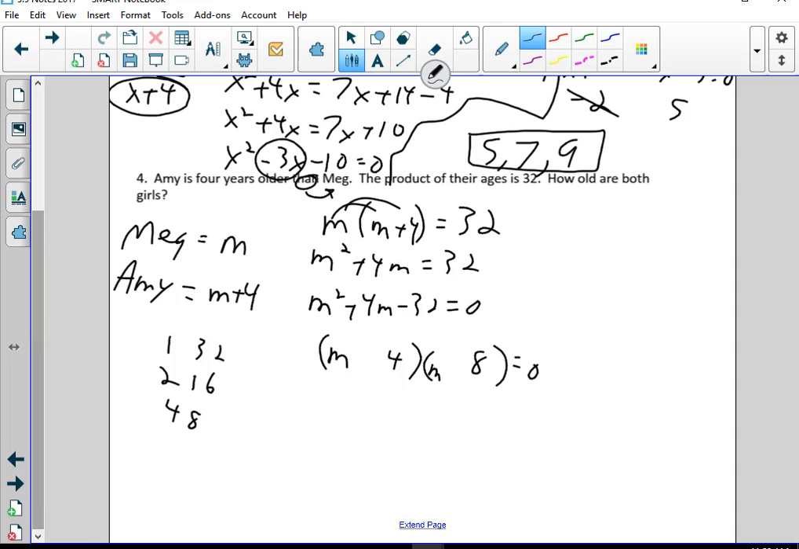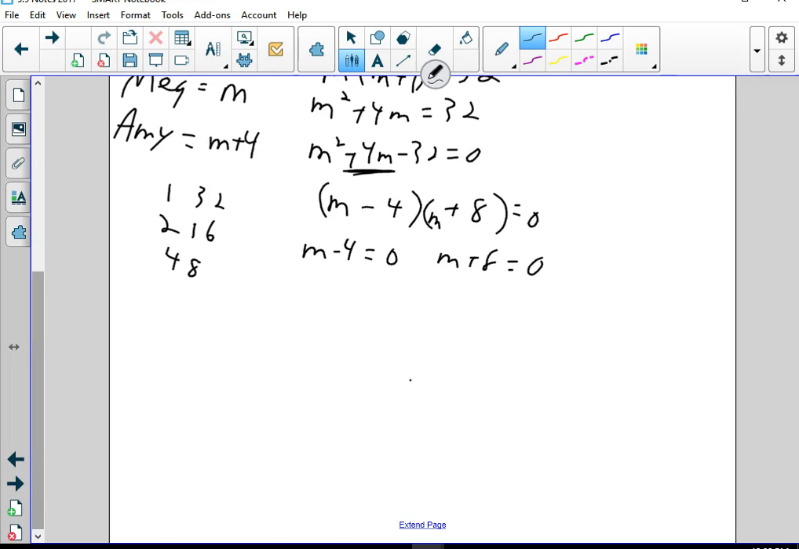Now, look here. This is our guide. Do we want more positives or negatives? We want more positives. So which one's going to be positive? The 8 or the 4? Now we set them both equal to 0. What two answers does that give us? 4, negative 8. Good. Which one do we throw out?